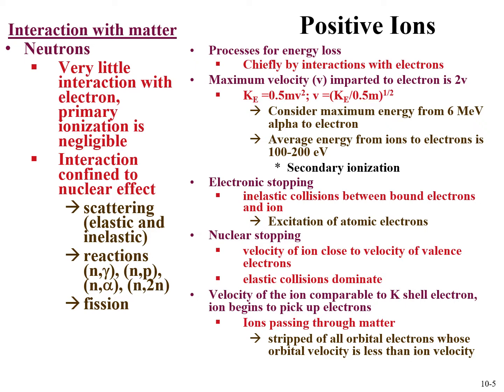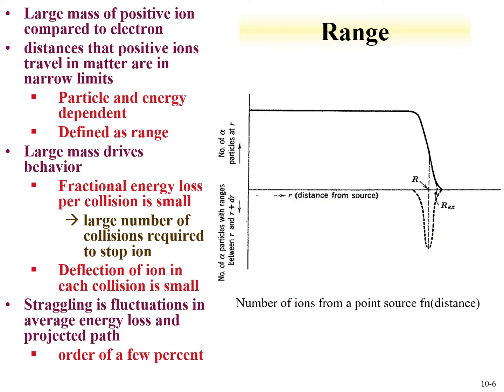And the velocity of the ion, when it becomes comparable to the K shell, it can really start picking up electrons, and that ion is passing through the matter. Eventually it's stripped of all the orbital electrons whose velocity is less than that ion velocity. So once it starts slowing down, it can really start picking up electrons. The positive ions tend to be much more massive than the electrons. Therefore, they're going to impart a relatively large amount of energy to that electron, cause those secondary ionization events.